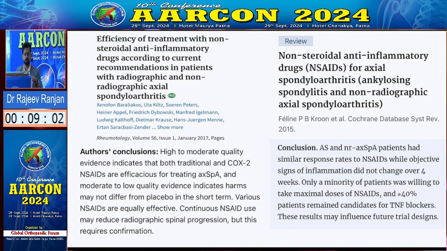So these are some important trials. We have high to moderate quality evidence that both traditional and COX-2 NSAIDs are efficacious, and no one is superior. Second, we have low to moderate quality evidence that continuous NSAID use may reduce radiographic progression, but it needs to be confirmed in multiple larger trials. Also, if you are using an NSAID and there is no improvement in the signs of inflammation, you have to change. More than 40% of patients do not respond to NSAIDs.